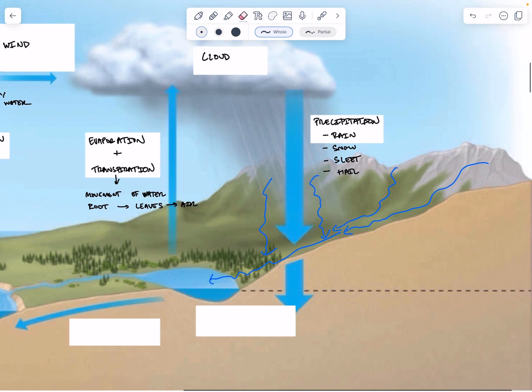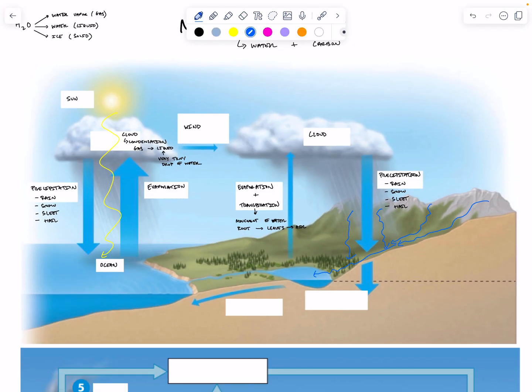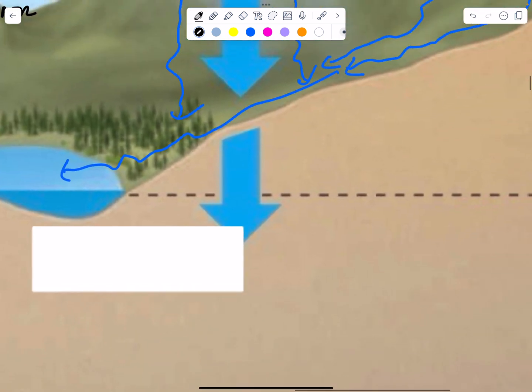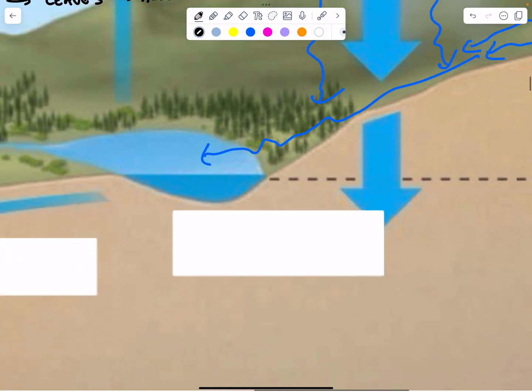The water is eventually, if it's going to a river, it's going to go back into the ocean. So here we have a river returning the water to the ocean, but the water can also percolate down into the ground, where we call it groundwater.